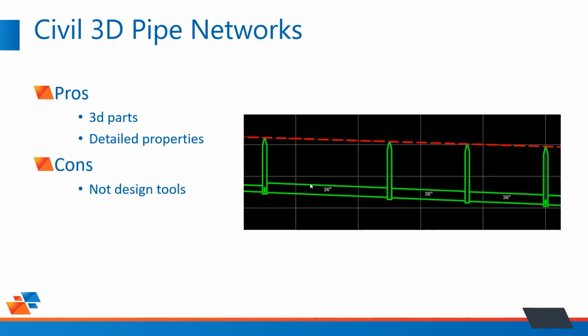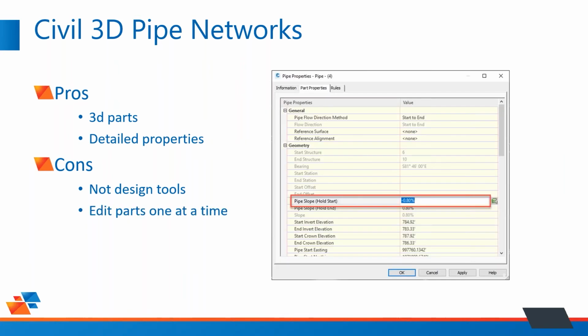What are some of the disadvantages? Well, while they're nice 3D parts with a lot of information in them, to me, they're not really design tools. I worked in the field for over 10 years as a civil engineer, designing storm and sanitary networks, there's a certain process to it, and I don't think the pipe networks really serve that. While they help us draft faster, they're not really design tools. That's my point here. And a lot of the work we do, whether it's changing slopes or inverts of our pipes, we have to edit this stuff one at a time. So it actually becomes really clumsy.